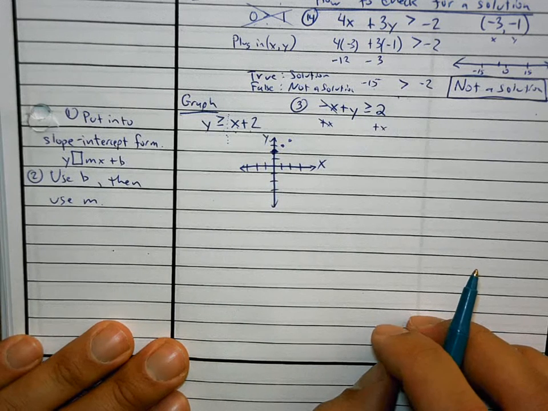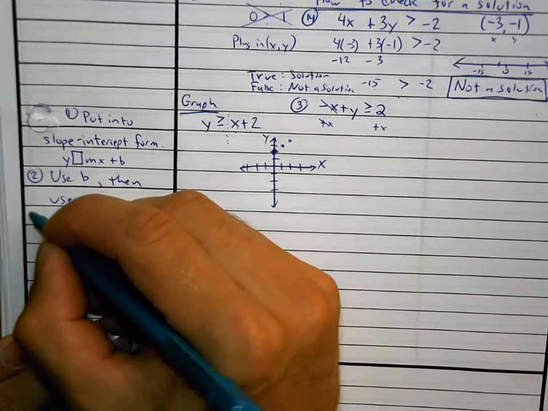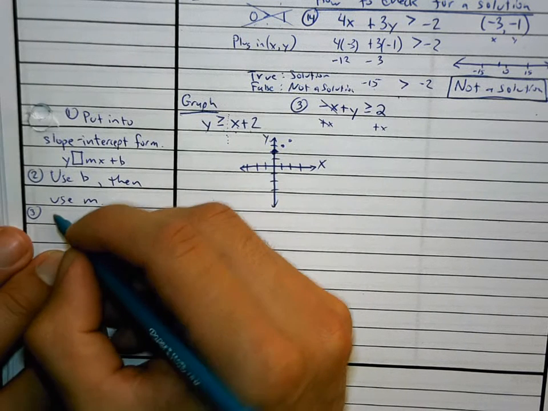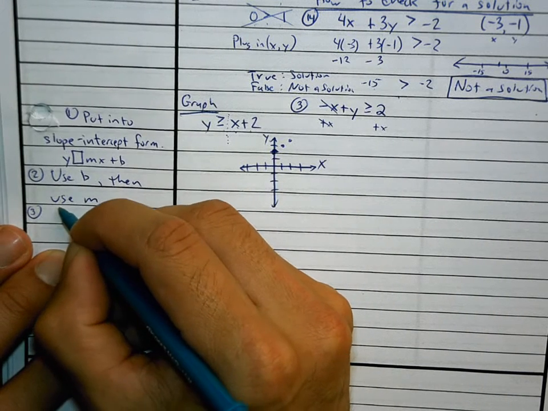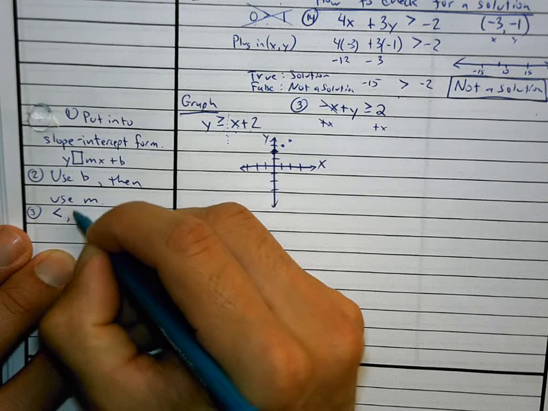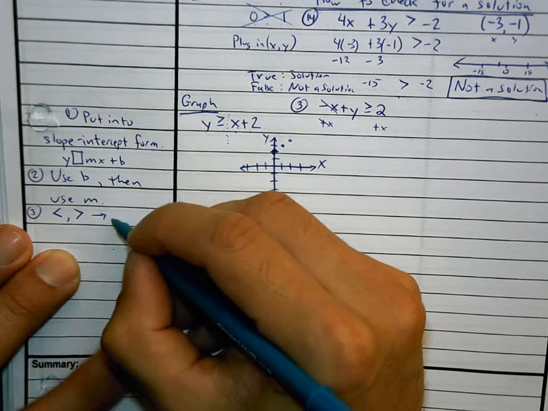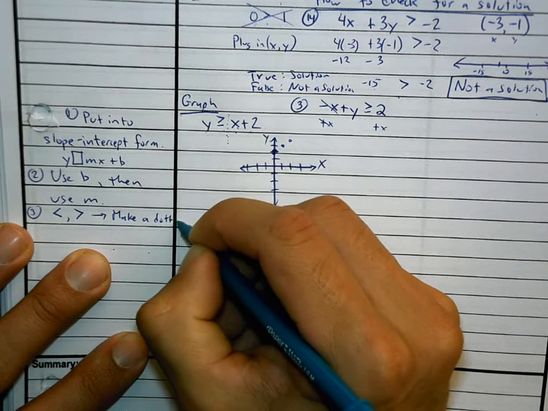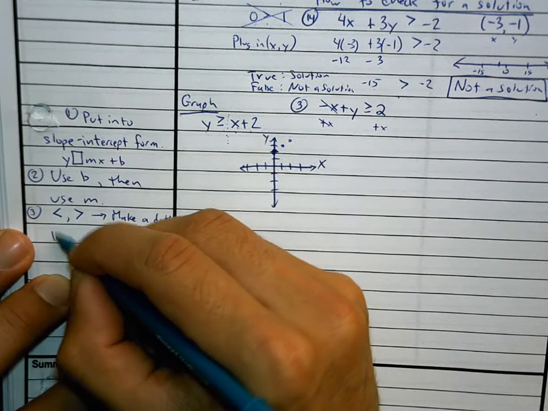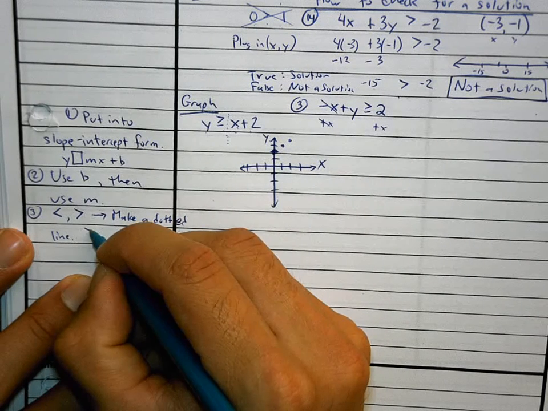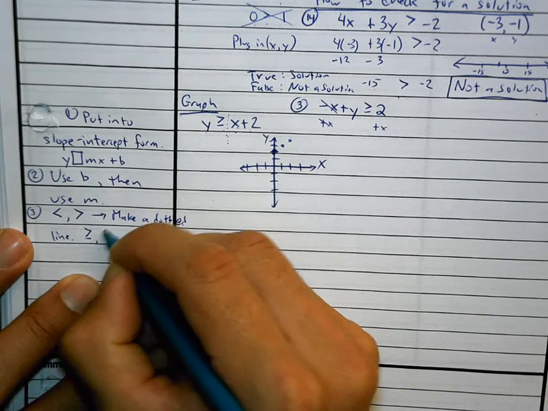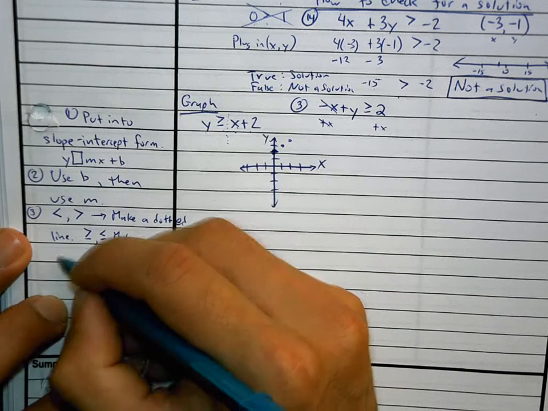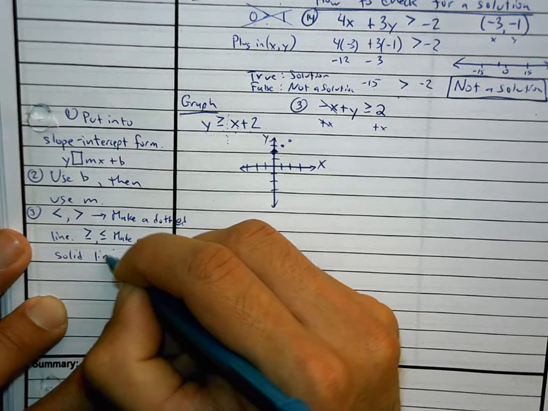Now, before you do anything else, don't forget to go to step 3. If it is less than or greater than, we make a dotted or dashed line. If it's less than or equal to or greater than or equal to, we make a solid line.